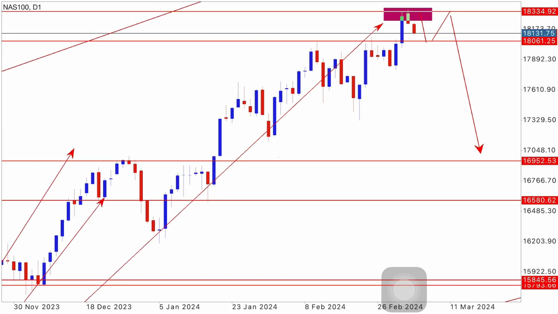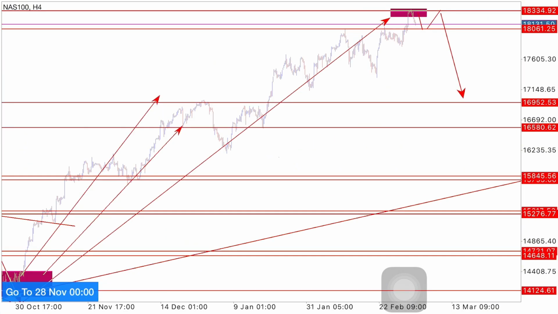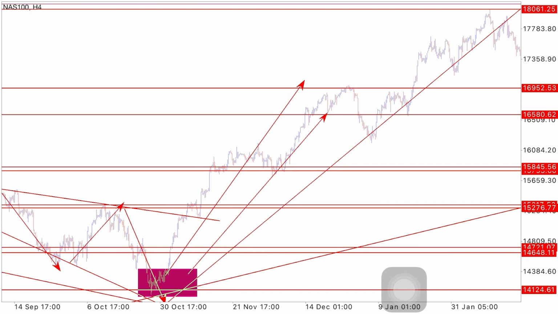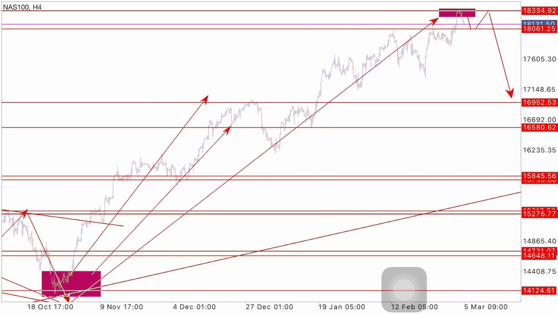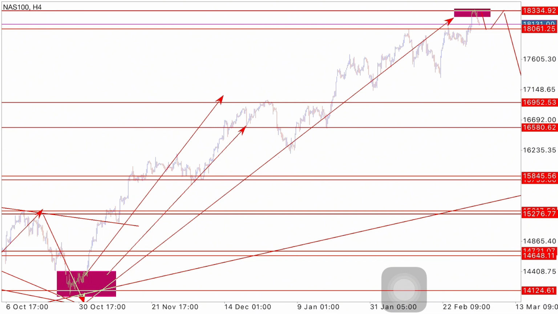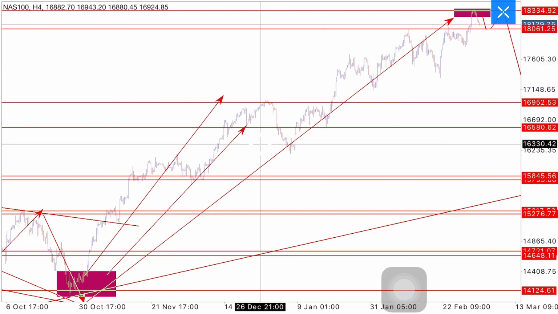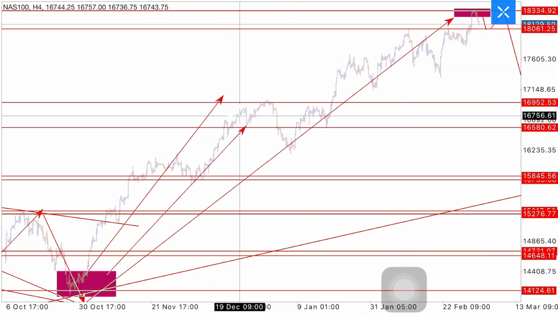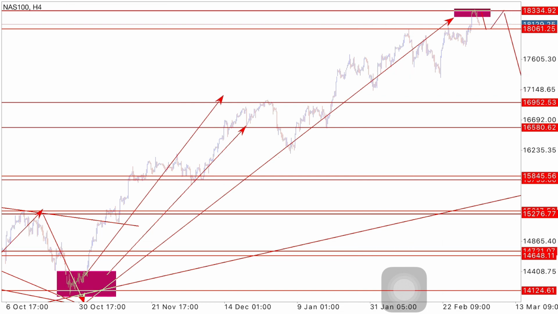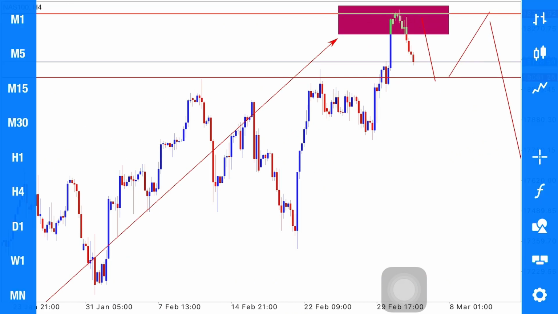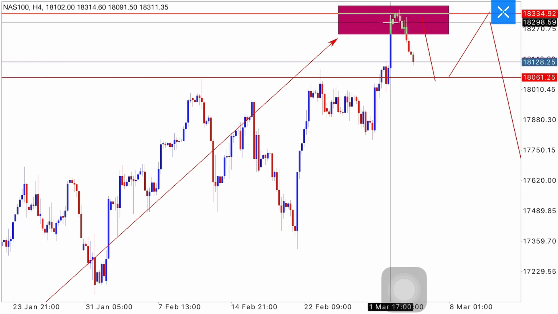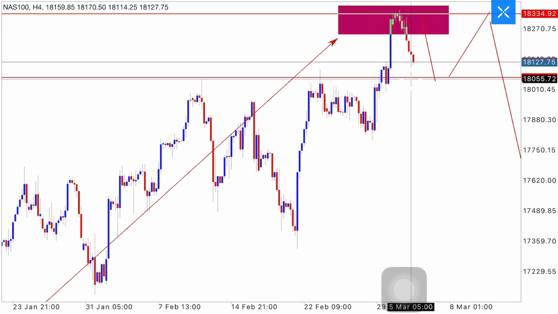But let's jump into a 4-hour time frame so we can clearly see what we're actually talking about. Okay guys, so as you can see, the market actually did respect all our levels. All our levels were respected by the market, and however we're having huge sales on NAS 100.